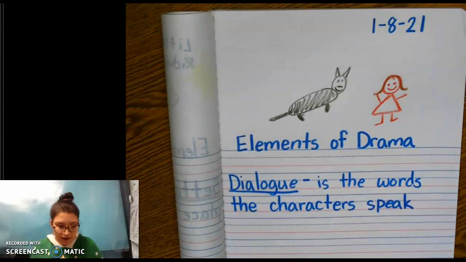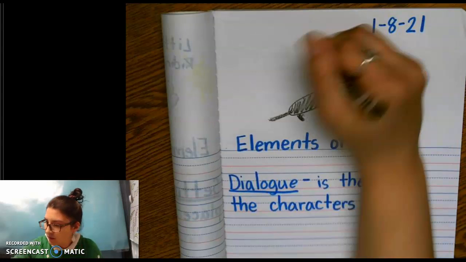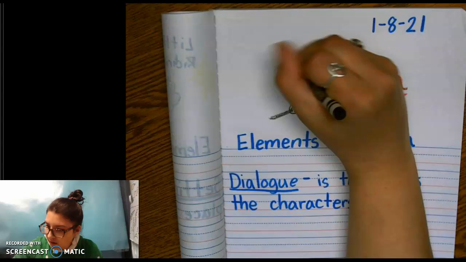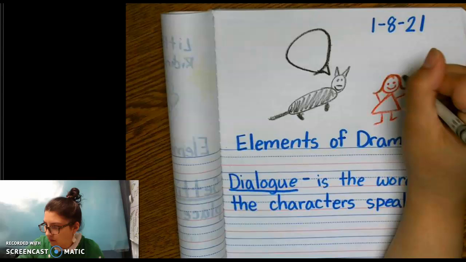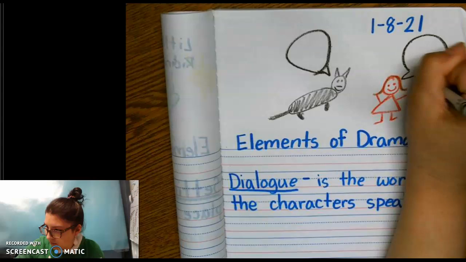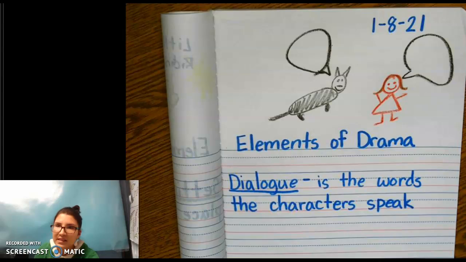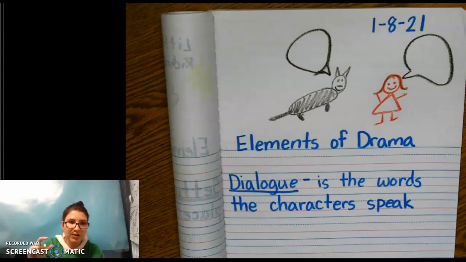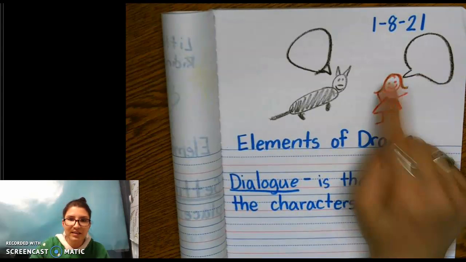Excuse my drawing. All right, so what I'm going to do now is I'm going to do a little speech bubble. So you're going to see this in today's story. There's a part where there's three little cats and they're talking to the main character in Pete the Cat. And you're going to see these little speech bubbles. And it means that that character is saying those words.